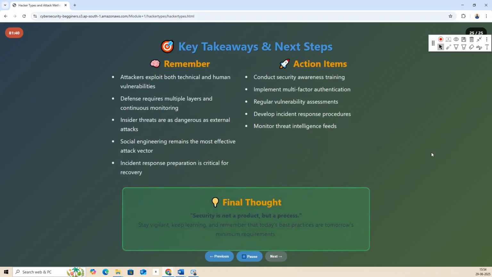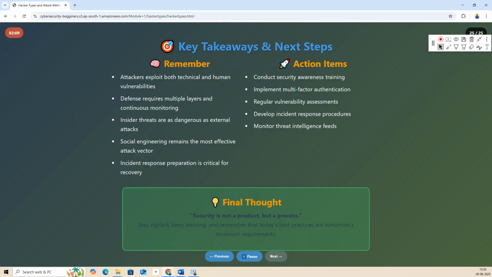Then let's go to here. What are the key takeaways and next steps we have to follow? Attackers exploit both technical and human vulnerabilities. Yes, humans are more vulnerable than the system. They can do social engineering and get all your information. These are some of the reminder points to remember, and these are some of the action items you should keep in mind.